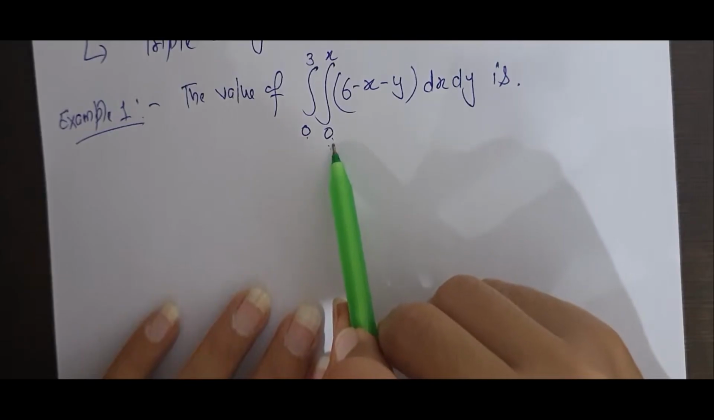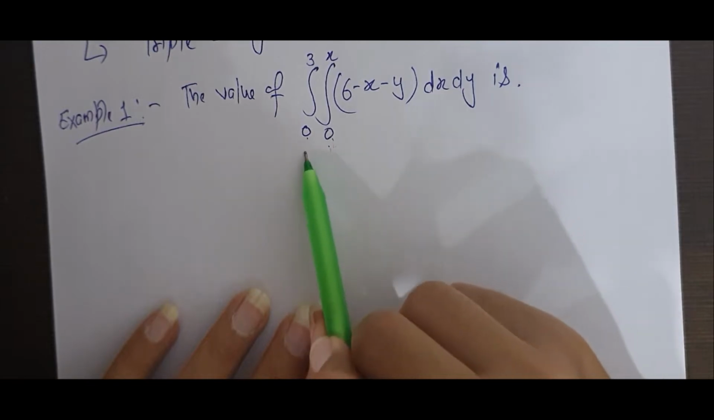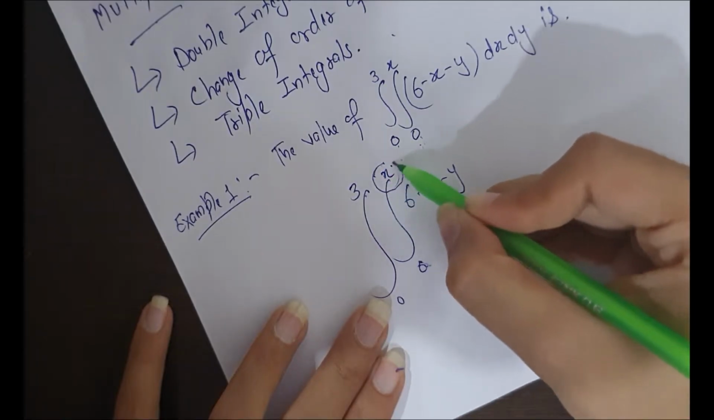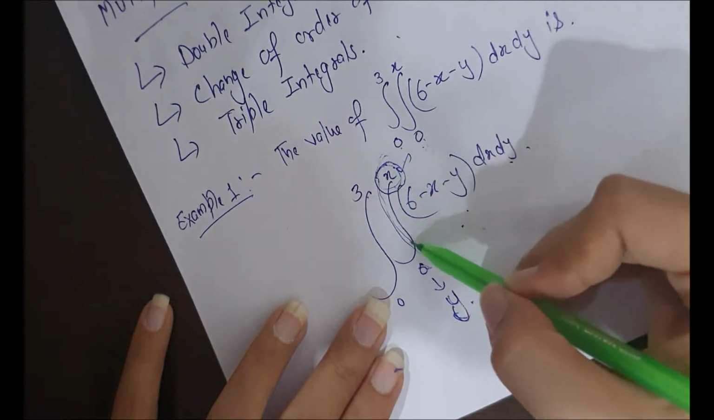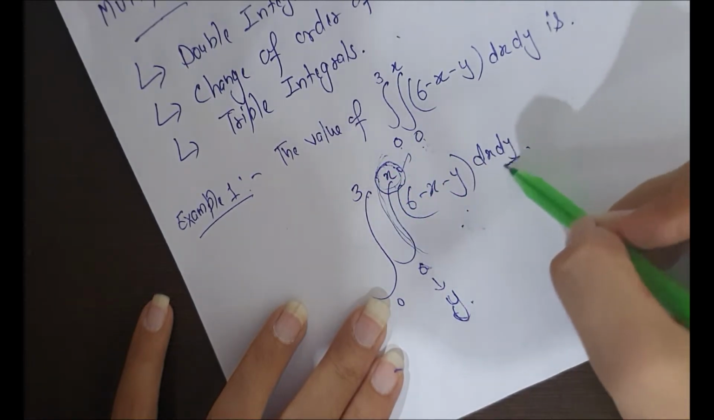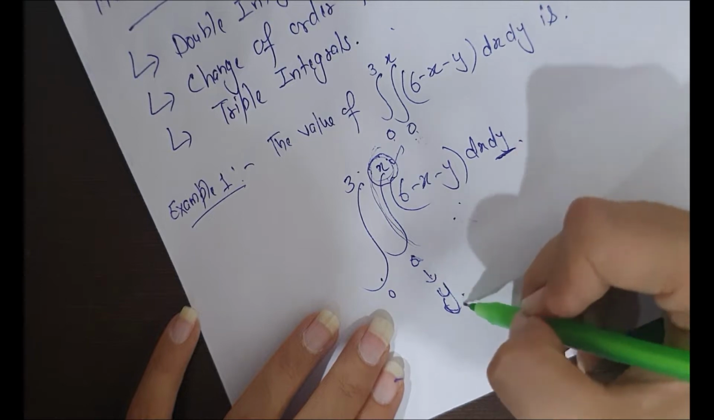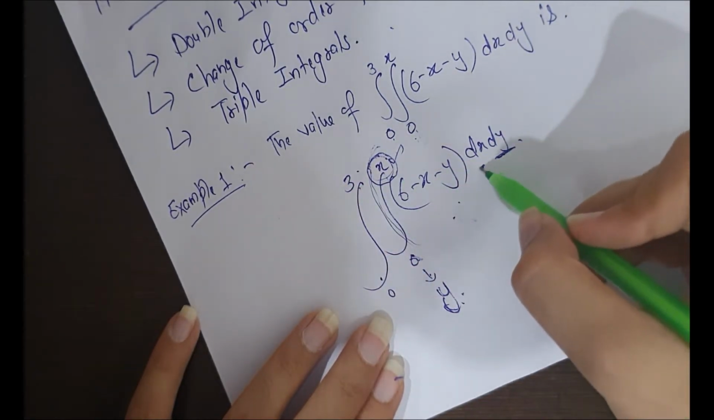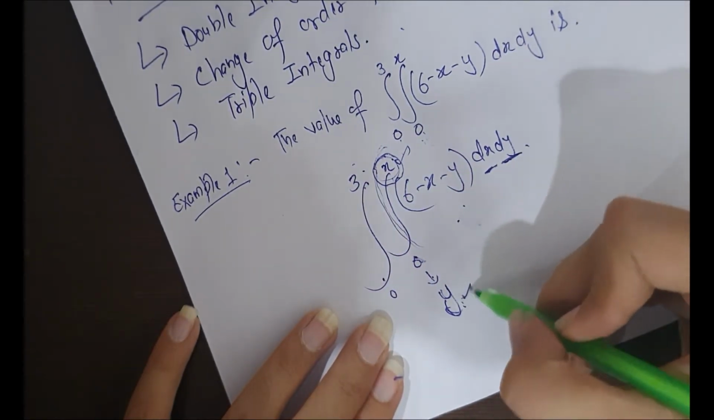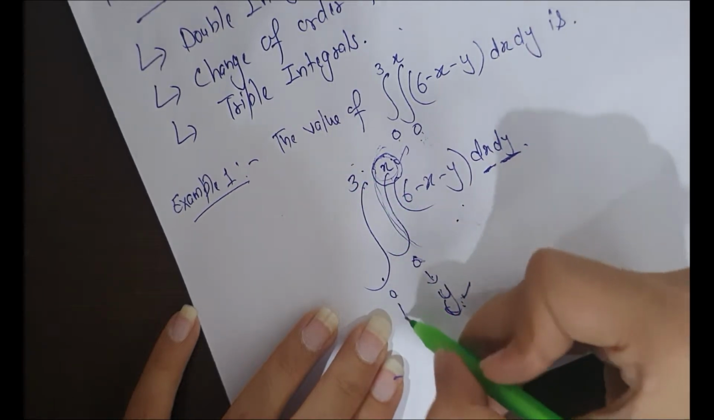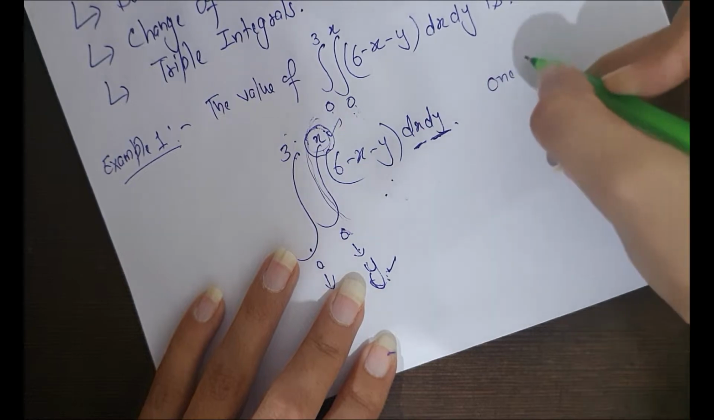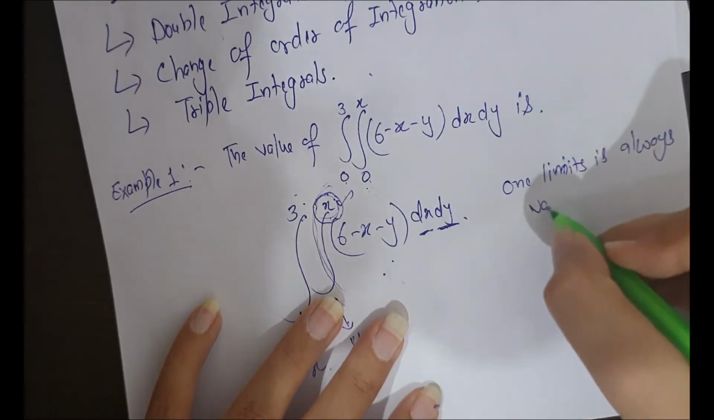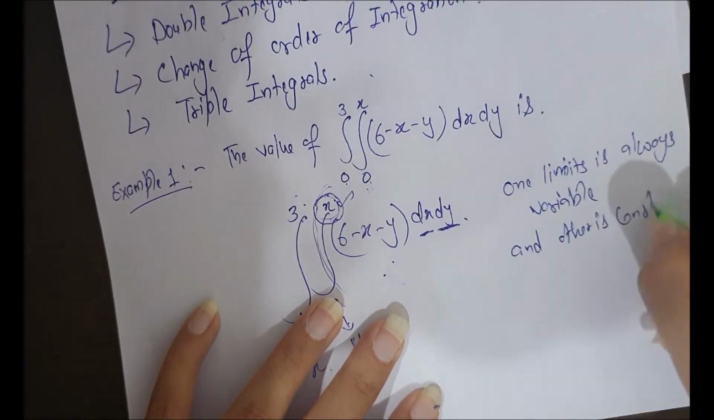Now in double integration, one limit is variable and the other is constant. Here the variable is x, so it means this is the limit of y. It means that we have to integrate this function with respect to dy. If this is the limit of y, then we are only left with x. If this is the limit of y, then this is the limit of x. In the double integration method, one limit is always variable and the other is constant.